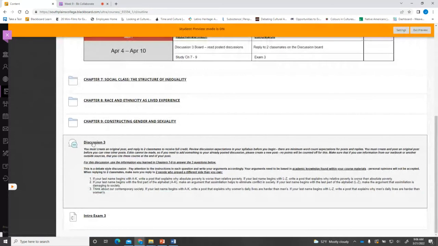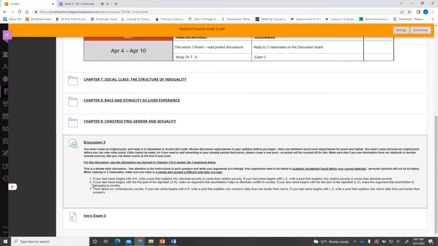Your discussion, you click into your discussion to create it. And of course, you have to reply to 2 people. Please look over the questions carefully before you answer them. This is a debate style discussion, so this is a little bit different. You need to pay attention to the instructions and write your arguments accordingly. Your arguments need to be based in academic knowledge found within your course materials. I'm not looking for personal opinion, okay? I'm looking for a sociological perspective, and I'm looking for what you learned in your course materials that you can apply to your argument.